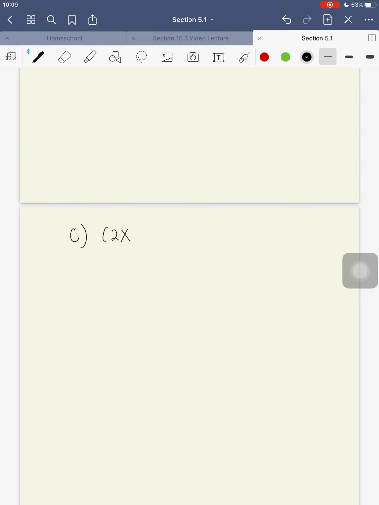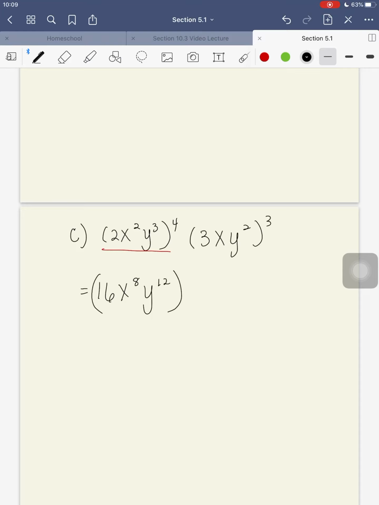2x squared y cubed, and that is to the 4th power, times 3x y squared, and that is to the 3rd power. All right, so we'll look at this piece first. We're going to raise everything to the 4th power. So 2 to the 4th power is 2 times itself 4 times, and you get 16. A power raised to a power you multiply, so that'll be x to the 8th, y to the 12th.